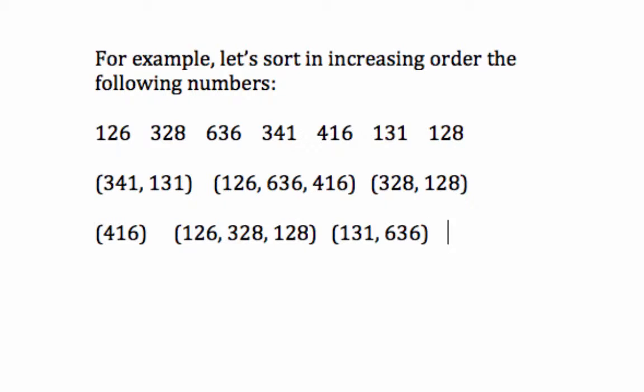Then the next bucket will be the numbers that have 4 in the middle, and I see that 341 satisfies that criteria and is the only one. So I'm going to copy 341.